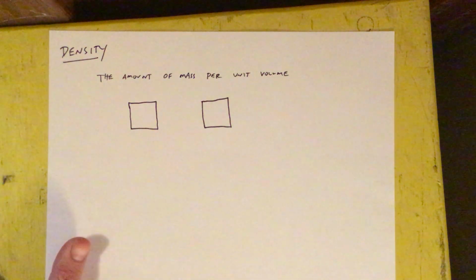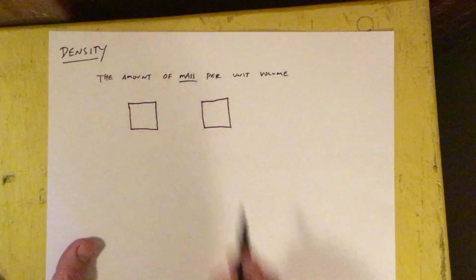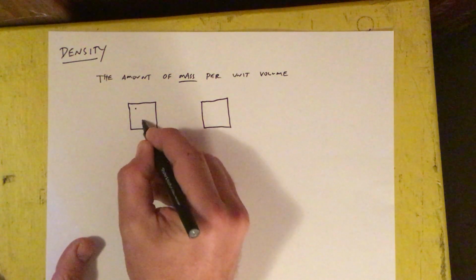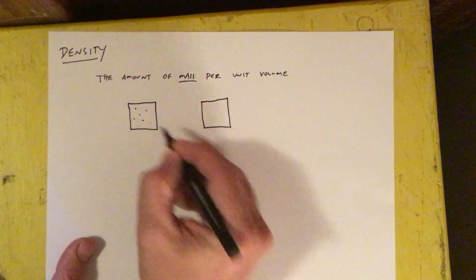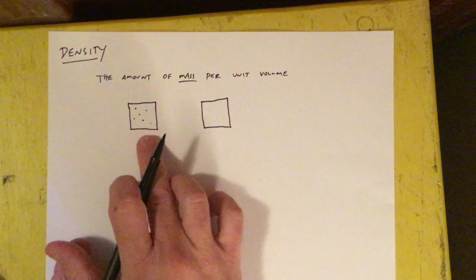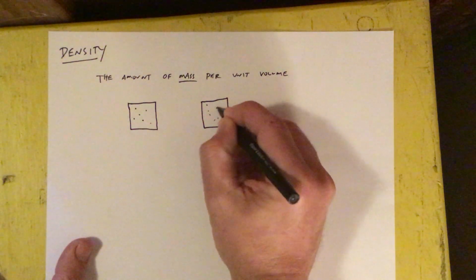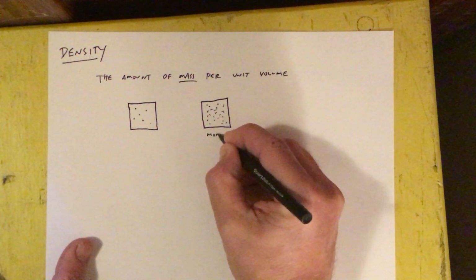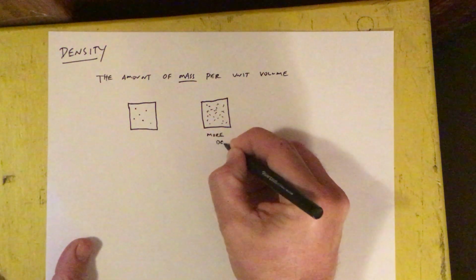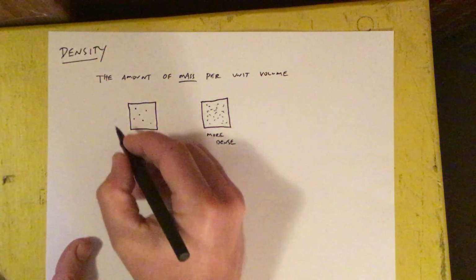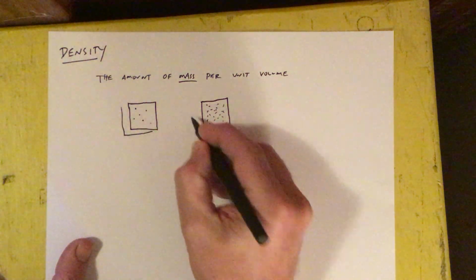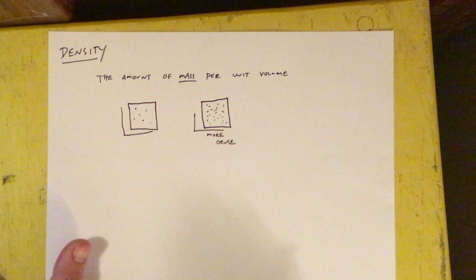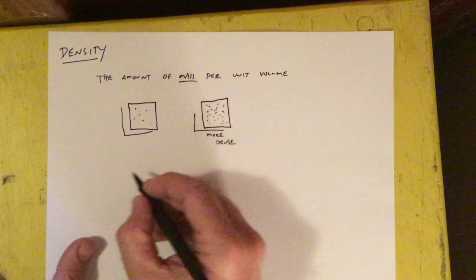And remember, mass is how much matter an object contains. Matter is made up of atoms. So if you've got these two volumes for two different substances, they're the same volume, and one of them has a few atoms, and the other one is packed full of atoms, this one's going to be more dense. But you have to have the same volume, the same amount of space. More atoms in the same amount of space means more density.